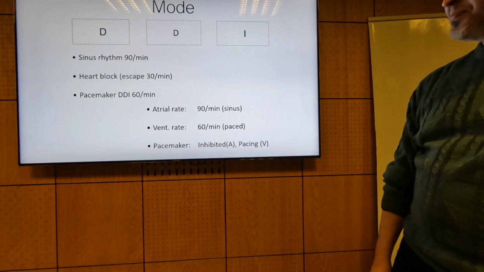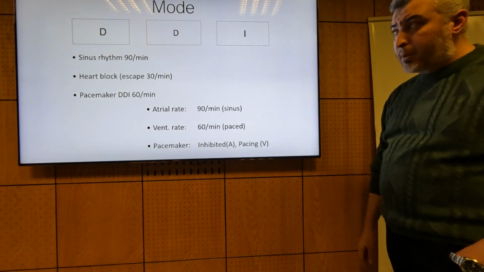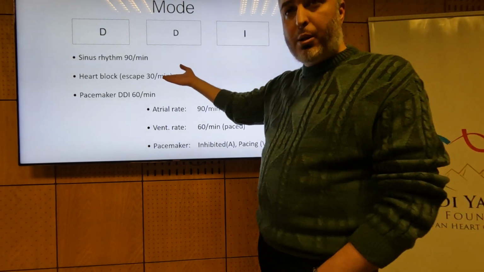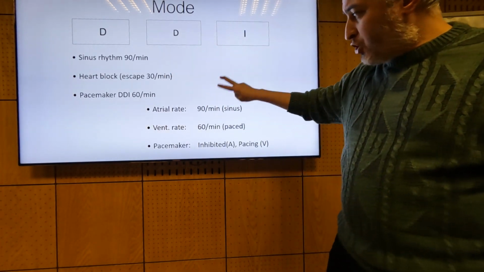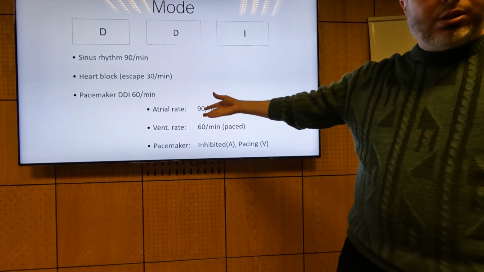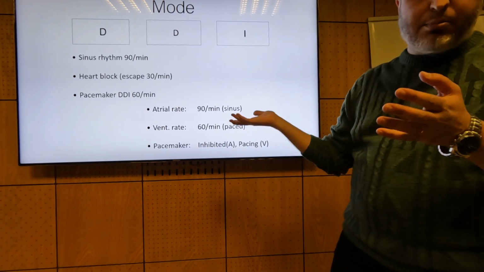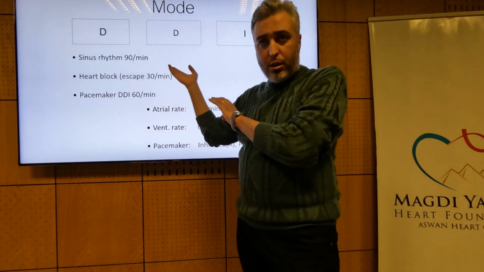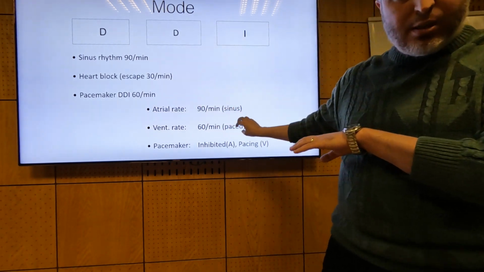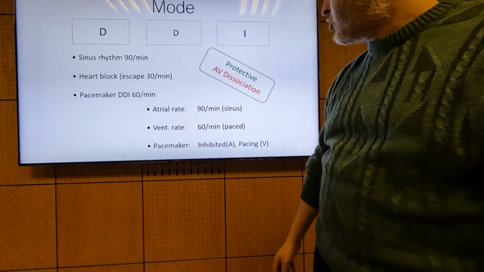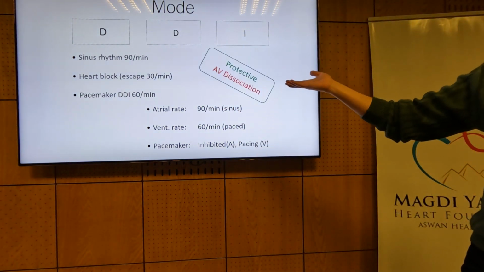What did we achieve here? Protected. We are able to protect that patient from the heart block, yet we've reached AV dissociation. Again, the most important thing here is that the patient doesn't die, but you lose the AV synchrony, so you get AV dissociation. Again, very similar to the VVI here.